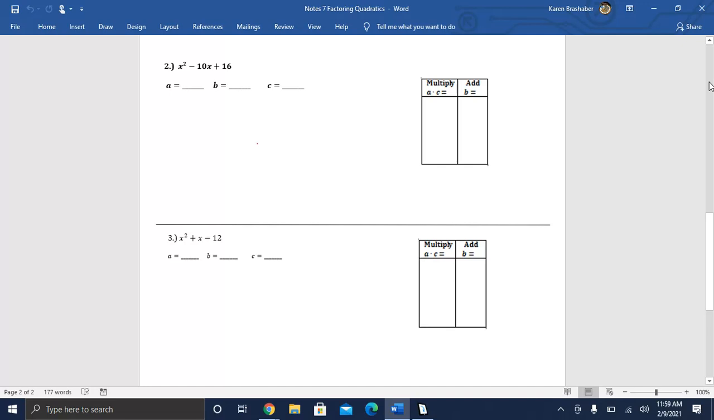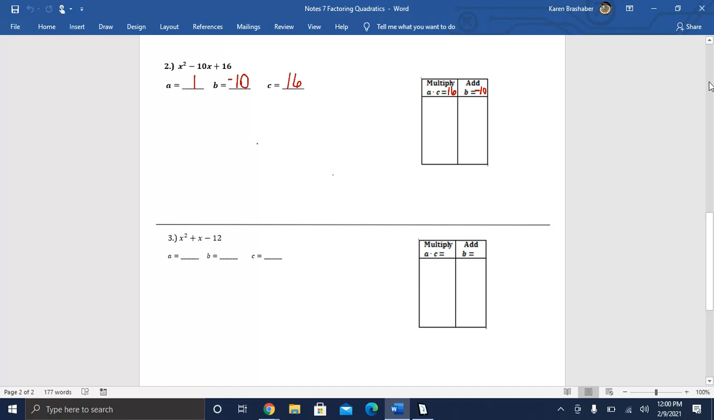So a is the number in front of x squared. That will be a 1. B this time is negative. It's negative 10. And c, our constant, is 16. So now you'll move to your chart. And in the chart, our a times c, well, that's 1 times 16. So we have 16. And our b is negative 10. Be sure you include the sign as you're thinking about this.